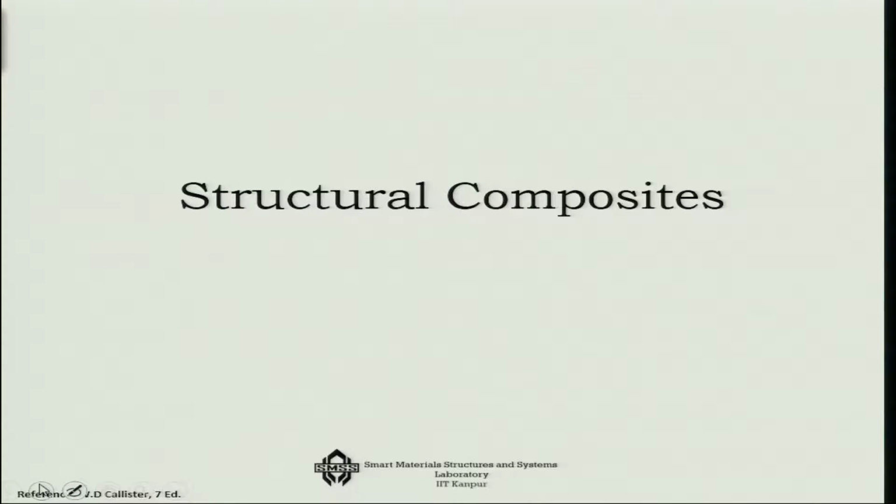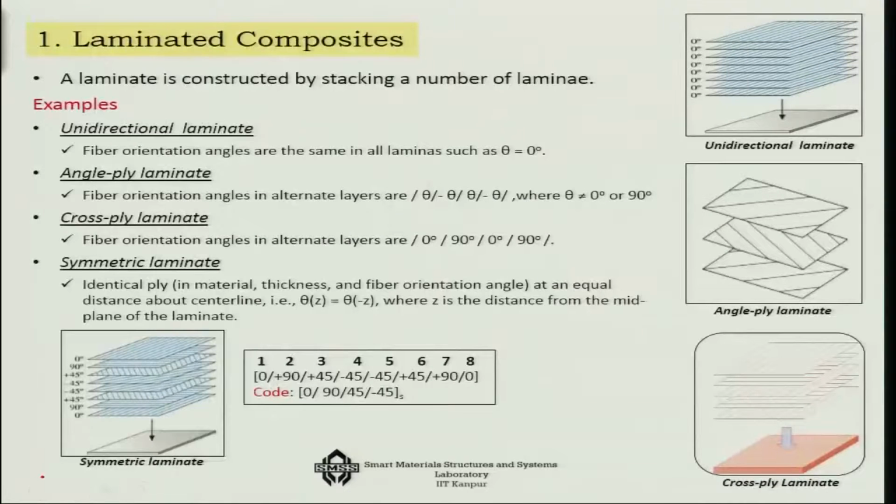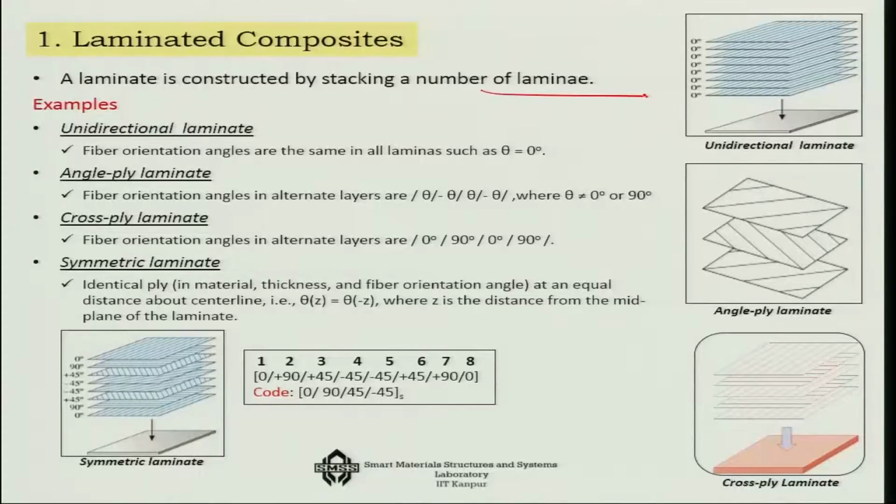Now finally, I will talk about the structural composites, which means how do you make them layer by layer. Yesterday in the last class itself, I explained that a laminate is constructed by stacking a number of laminae. Examples are the unidirectional laminate, where the fiber orientation angle is the same in all laminae, such as 0 degree, or the cross ply laminates, where it is like 0, 90, 0, 90. If you want to put any other arbitrary angle of the fiber, then we call it an angle ply laminate, which is like theta, minus theta, theta, minus theta, etc.